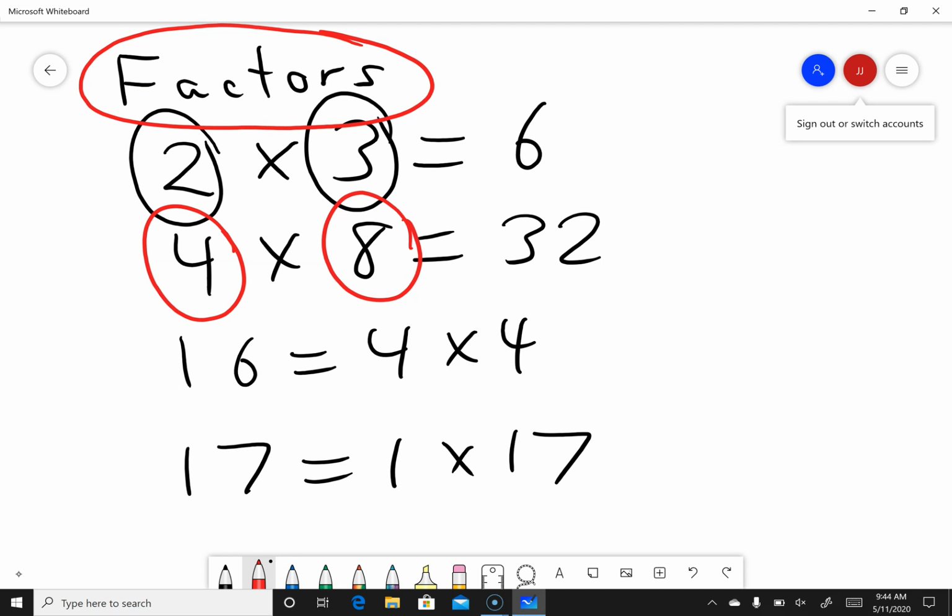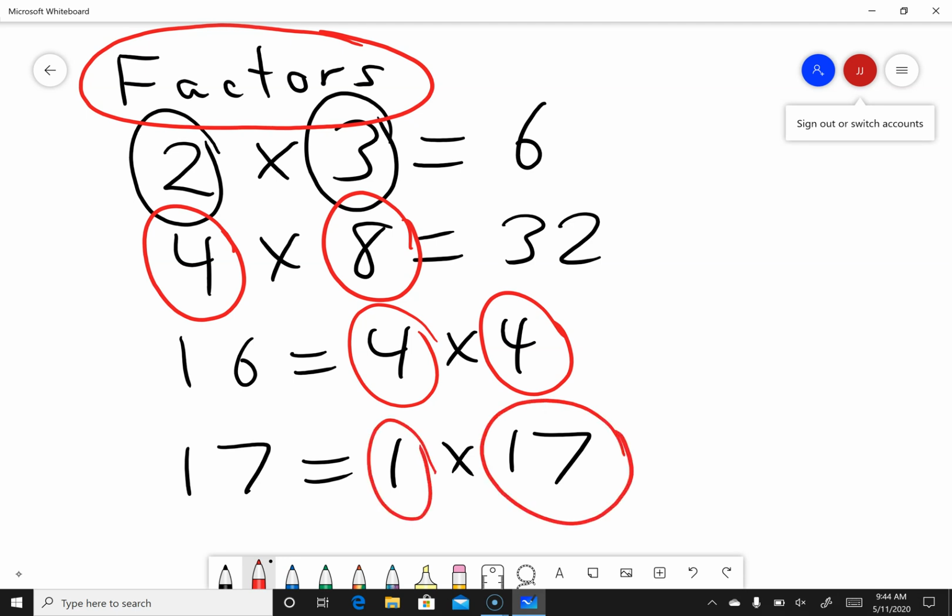In this next equation, 4 and 4 are both factors of 16 because 4 times 4 equals 16. And finally, 1 and 17 are both factors of 17 because 1 times 17 equals 17. We can also call these factor pairs.